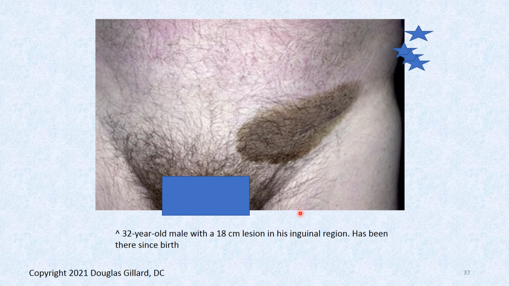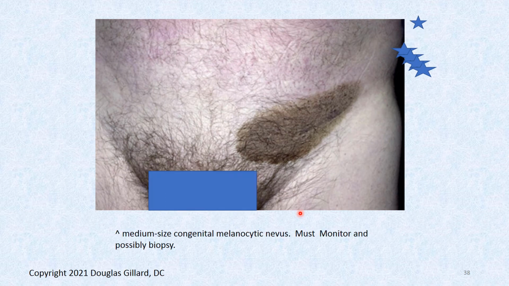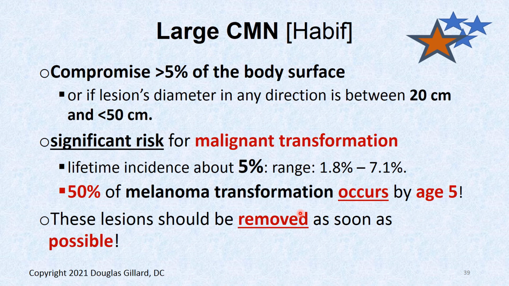A dermatologist will measure it each year and see if it's growing. And they have these gigantic magnifying goggles they put on and can look more closely at it. So these have to be monitored. That's another medium-sized CMN. It's got to be monitored, maybe biopsied. Your job is just to refer to the dermatologist.